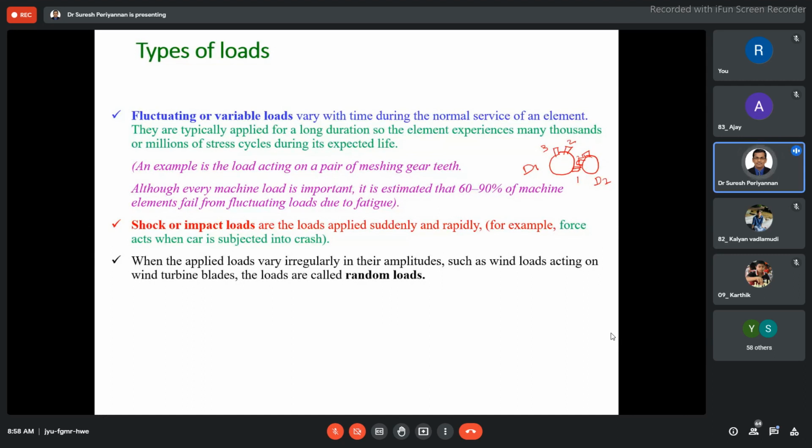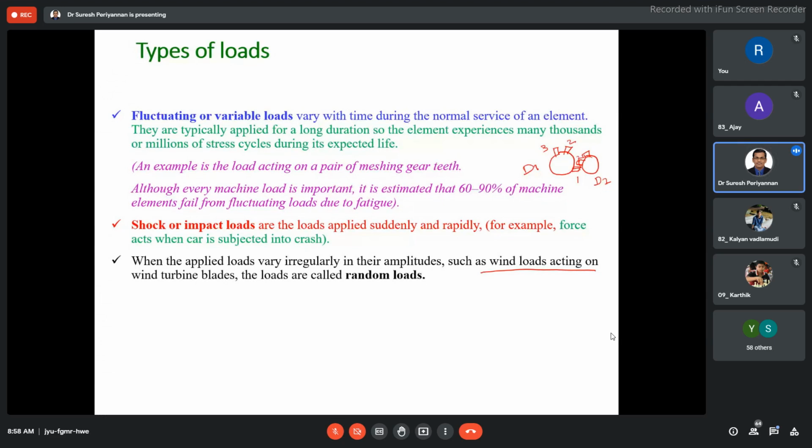Now we come to the last one, random loads. What is a random load? When the applied loads vary irregularly in their amplitude. For example, wind loads acting on wind turbine blades are called random loads. That is the type of loads in different components.